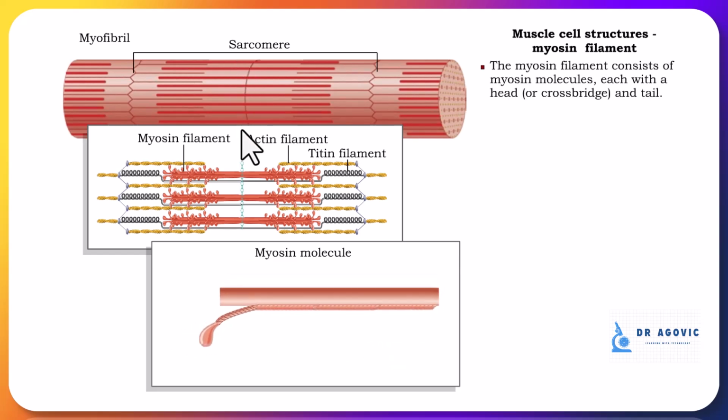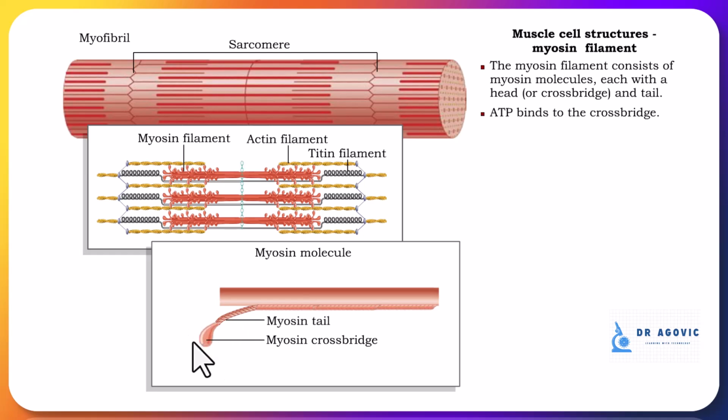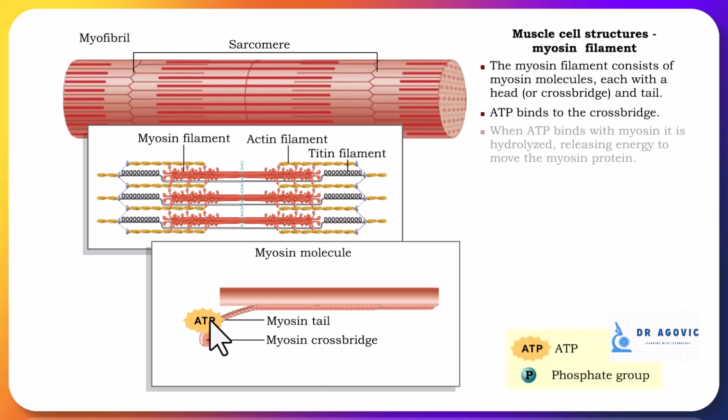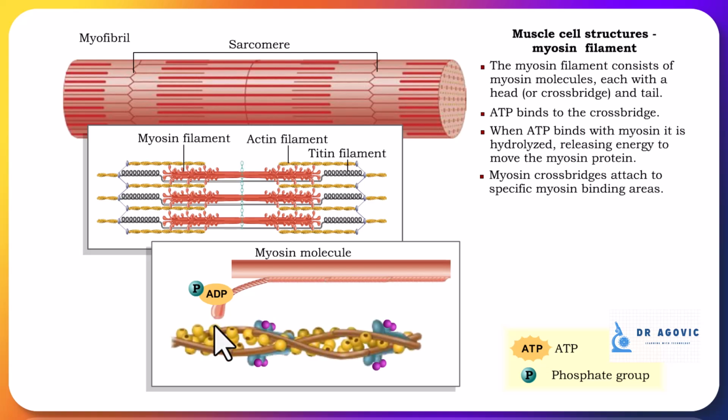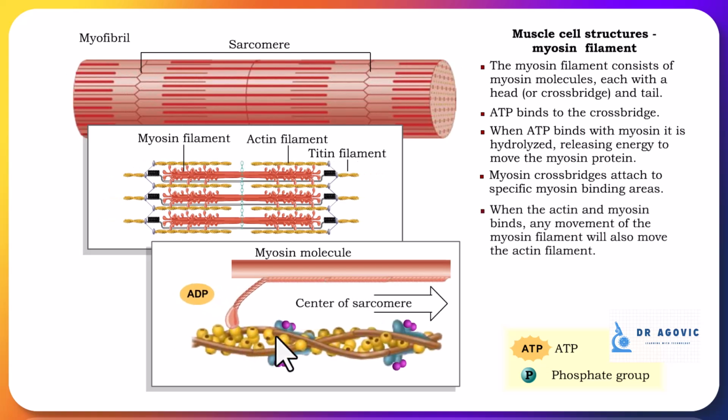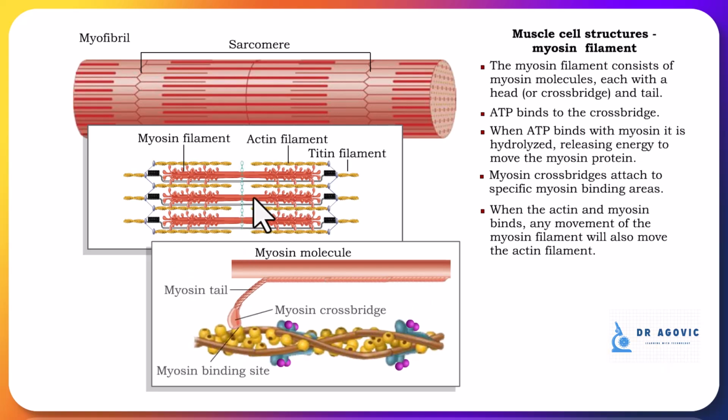Myosin filaments consist of myosin proteins that have a head called a crossbridge and a tail. The crossbridge has an ATP binding site. After ATP binds to a crossbridge, it undergoes hydrolysis to produce ADP and a phosphate molecule. This provides the energy to move the myosin protein. Myosin crossbridges attach to actin molecules or actin binding sites when bound together. The movement of the myosin protein, or power stroke, will move the actin filaments.